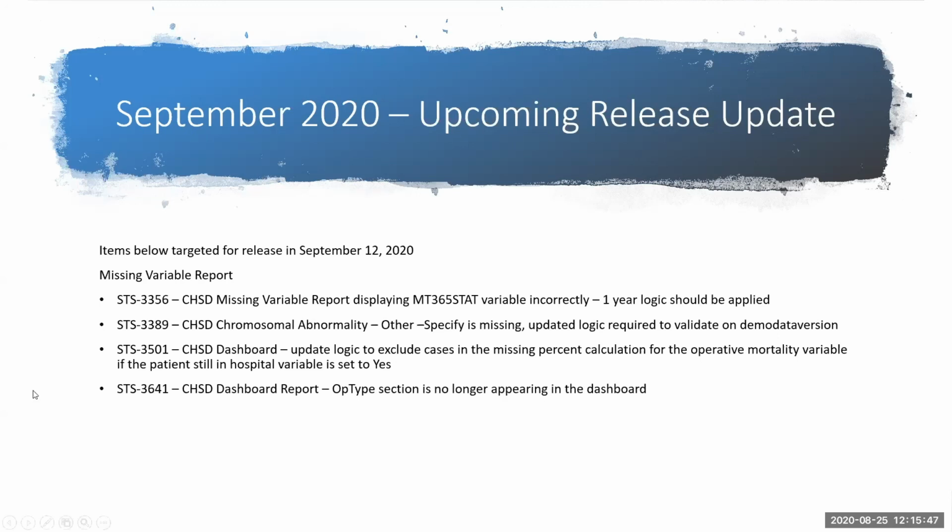For 3501, on the dashboard, we're looking to update logic to exclude cases for operative mortality if the patient is still in the hospital. So if that patient's still in hospital variable is set to yes, the patient will no longer be flagged as missing for operative mortality. And then 3641, also the dashboard report, there is an issue where the op type section of that report was no longer appearing, and that should be corrected in the September release.